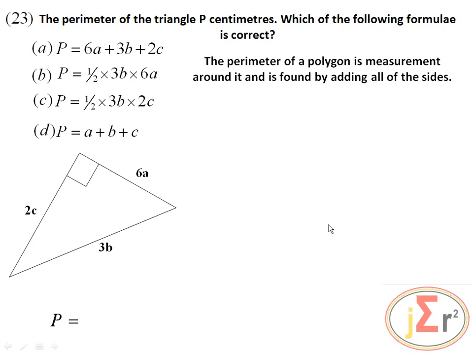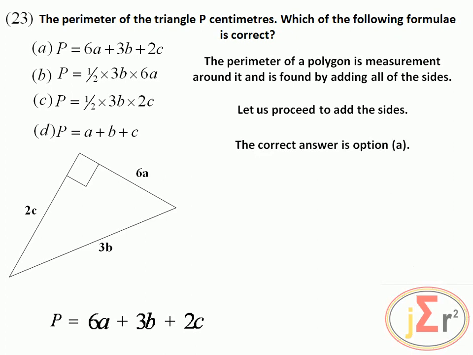So there we have the perimeter is equal to, let us proceed to add the sides. Let us add the sides. The first one is 6a, the second 3b, and finally we add 2c. That's all there is to it. The correct answer is option A, as we can see.